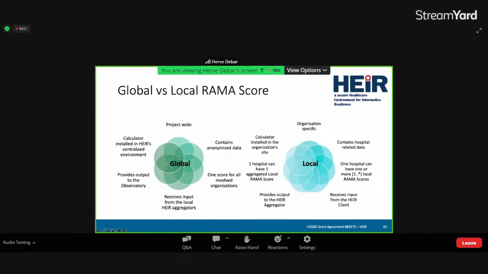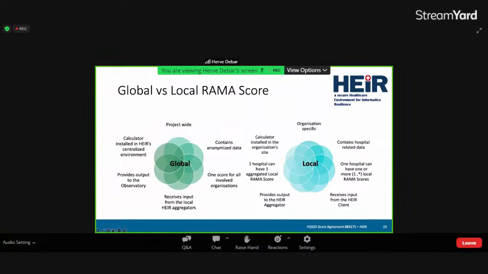So comparing the global with the local. The global, there's one score for a sector. The local, there's a score in each hospital, and you can also have multiple RAMA scores in the hospital. And all of this is organized in a relatively nice way.